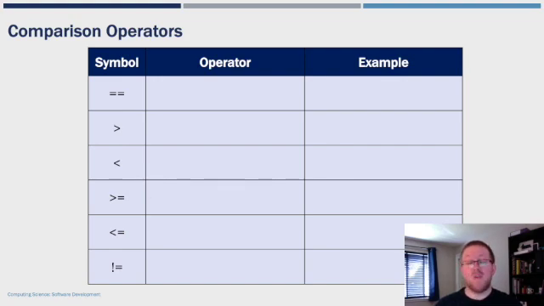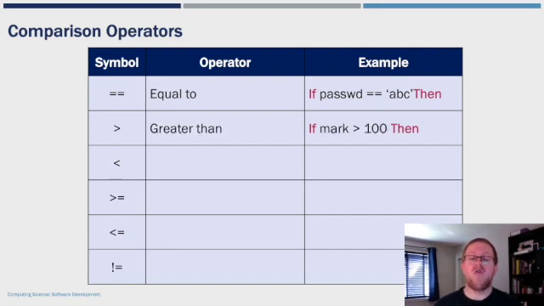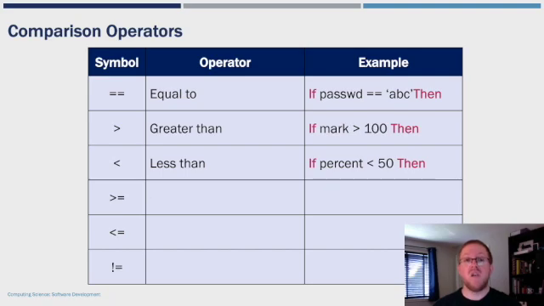Now, some of these might look familiar to you from maths, some of them are unique to Python. The first symbol, the double equals, is called the equal to operator. And that's when we want 2 values to be equal to each other. For example, if the password that the user enters is equal to ABC, then something is going to happen. We have then got greater than. So if the mark is greater than 100, then something is going to happen. The vice versa is true with the less than. If the percentage is less than 50, something is going to happen.